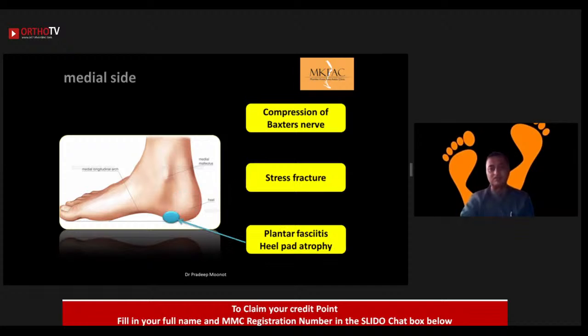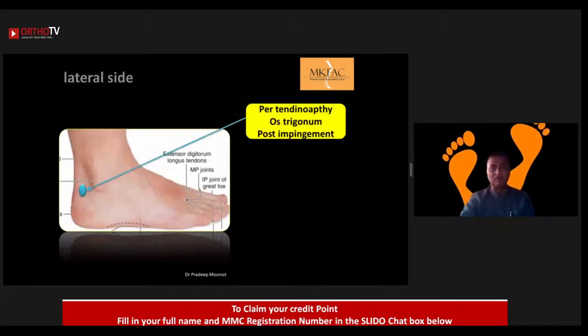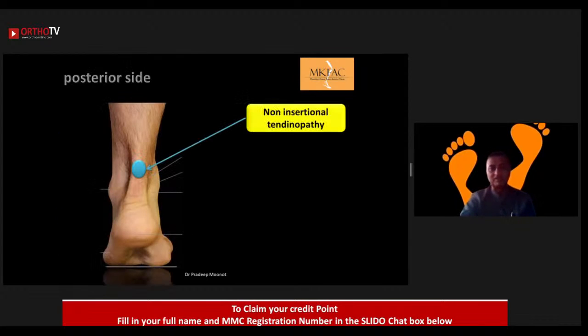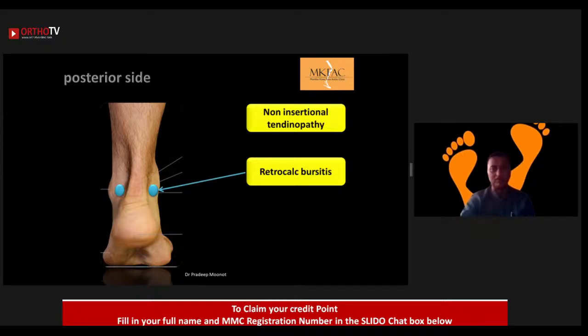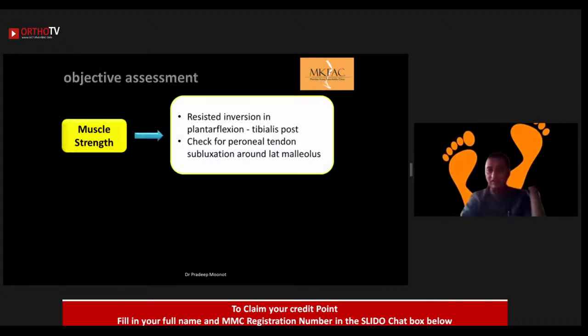Right in the center, you have stress fracture on the medial and the plantar side, plantar fasciitis or heel pad atrophy. On the lateral side, again, peroneal tendinopathy or sural neuroma or posterior impingement. Around in the center, you have a stress fracture. Just below the tip of the fibula, you have sinus tarsi syndrome. Look at the posterior side, almost an inch proximal to the insertion of the Achilles tendon, non-insertional tendinopathy. Around the tendon, just anterior to it, you have a retrocalcaneal bursitis. At the insertion of the Achilles tendon, you have insertional tendinopathy.